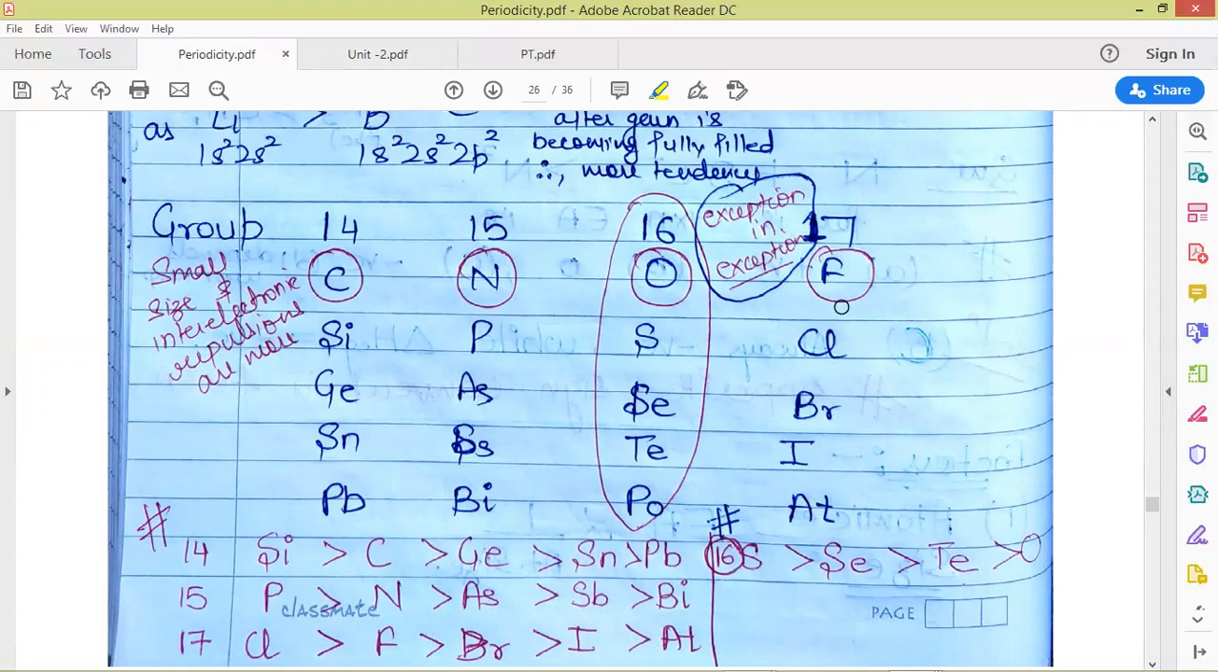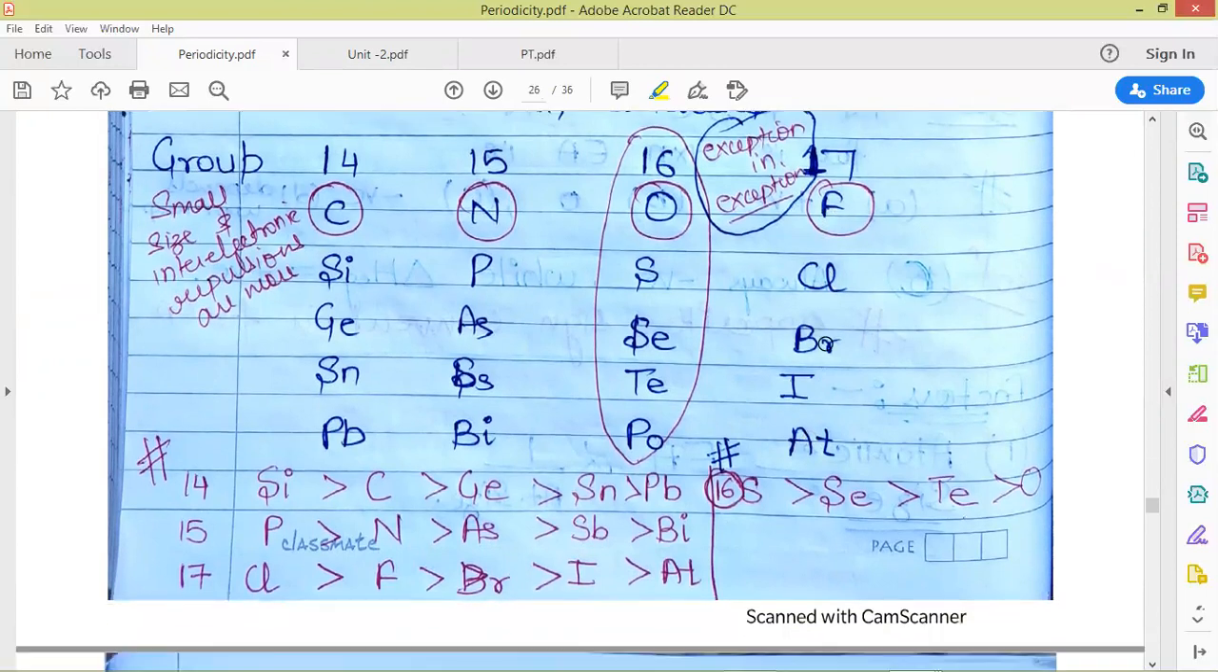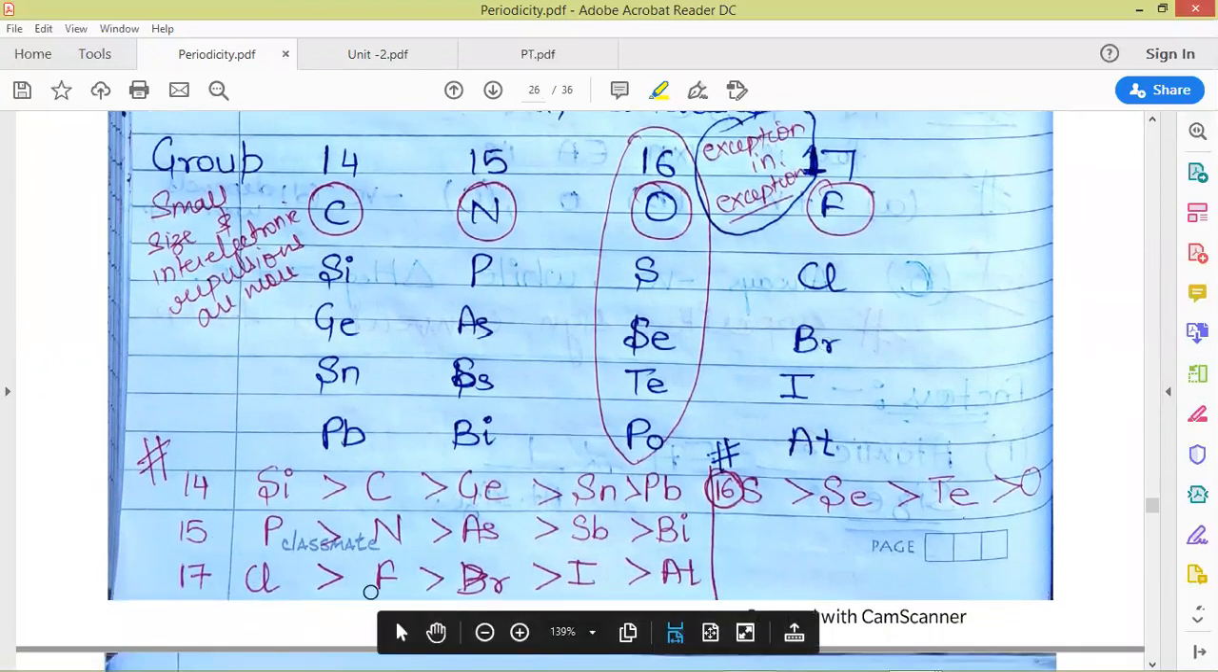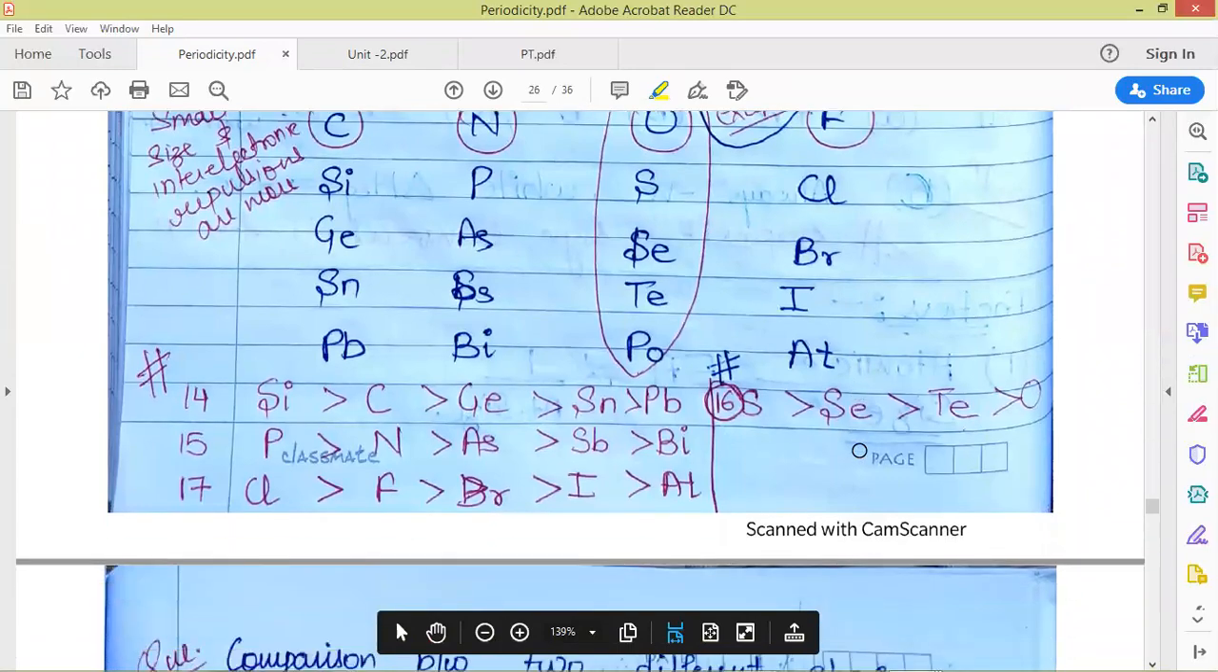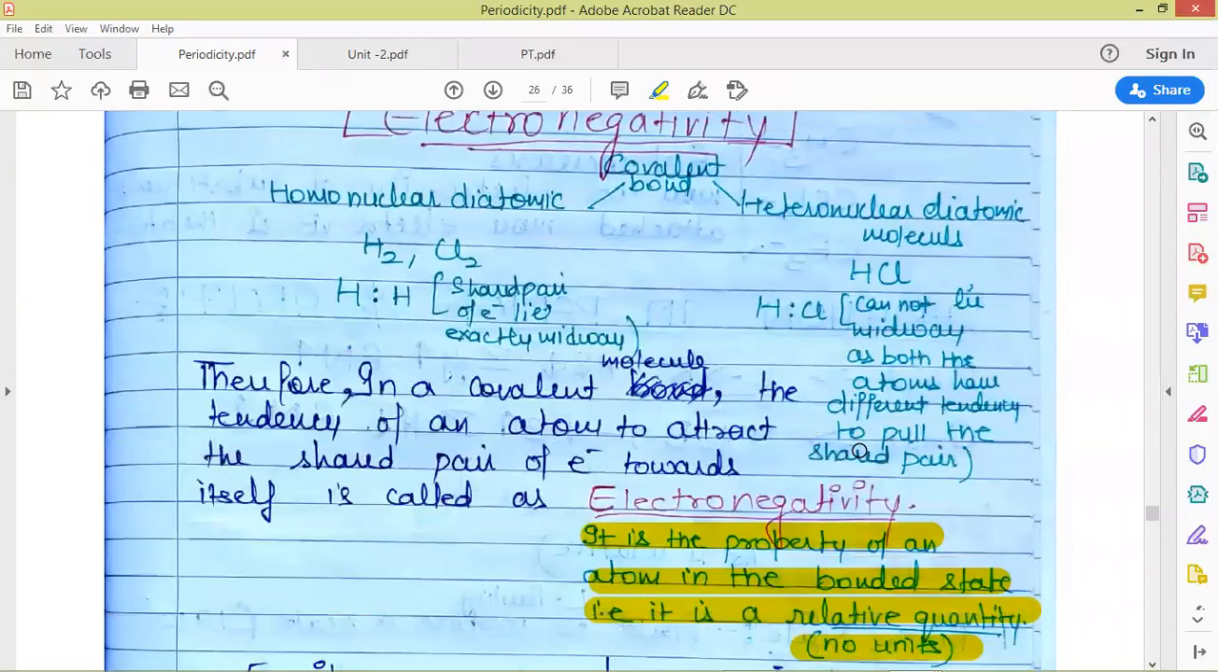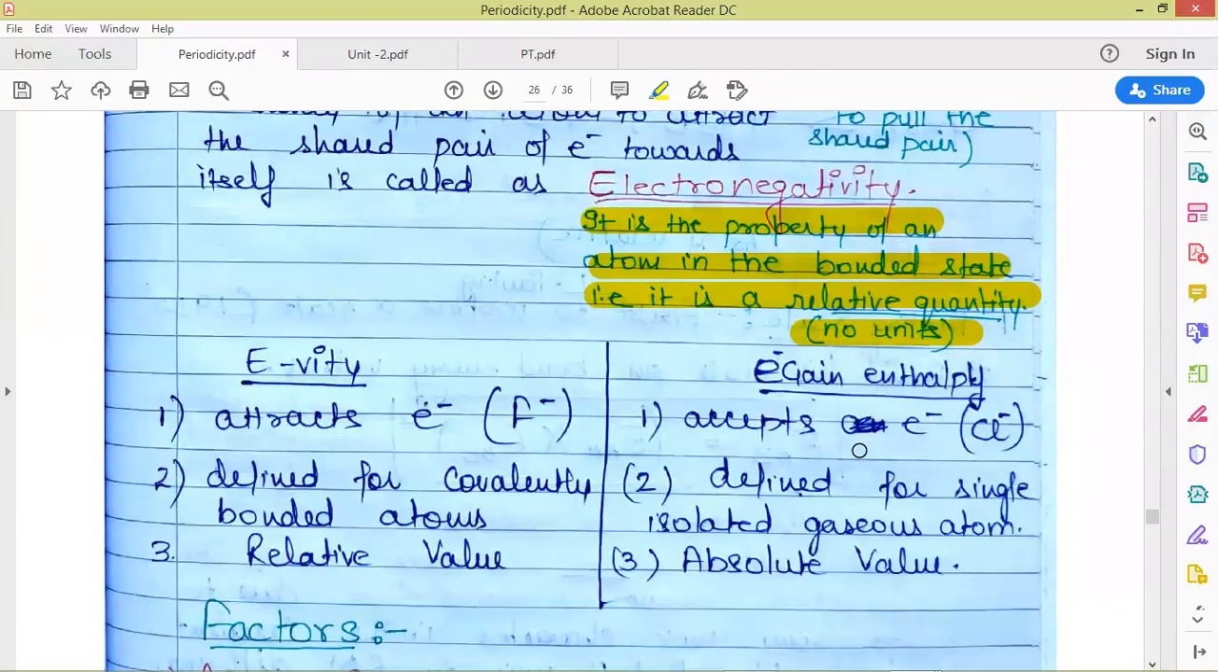What was happening was, fluorine, due to its small size, has inter-electronic repulsions, due to which the electron gain enthalpy of fluorine is lesser than that of chlorine, and this becomes the actual trend instead of the expected trend, where fluorine was expected to have the maximum electron gain enthalpy. But in the case of electronegativity, we are not adding an electron to fluorine, so no such inter-electronic repulsion comes into play. So electronegativity remains maximum for fluorine, not chlorine.